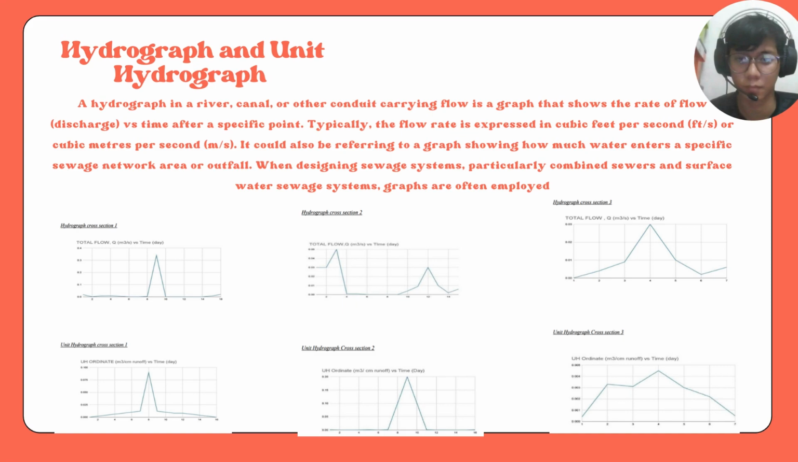And now for the hydrograph and unit hydrograph, we can see a hydrograph in a river, canal, or conduit carrying a flow is a graph that shows the rate of flow or discharge versus time after a specific point. Typically, the flow rate is expressed as cubic feet per second or cubic meter per second. It could also be referring to a graph showing how much water enters a specific sewage network area or outfall. When designing sewage systems, particularly combined sewers and surface water sewage systems, graphs are often employed.